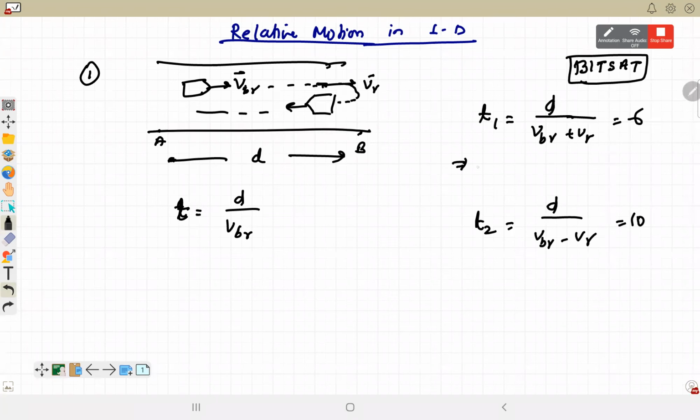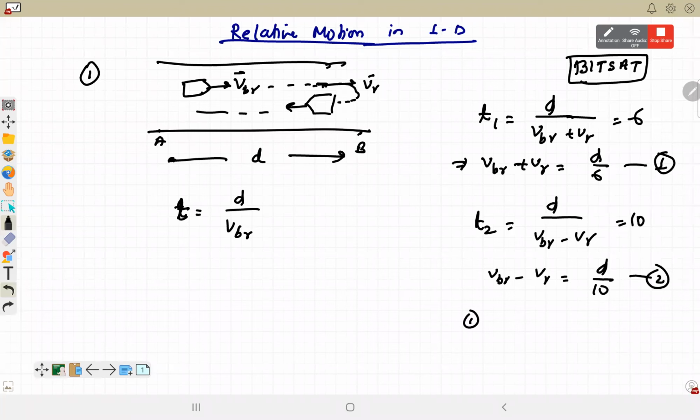From these two pieces of information, we can say vbr plus vr is d by 6, the first equation. vbr minus vr is d by 10, that's the second equation. We have to eliminate vr because the formula has vbr only. So we will add 1 plus 2. vr is gone. 2 times vbr is equal to d by 6 plus d by 10.